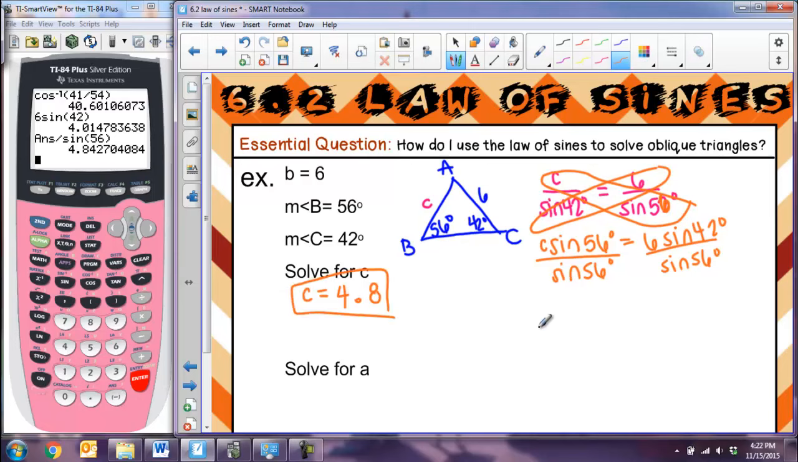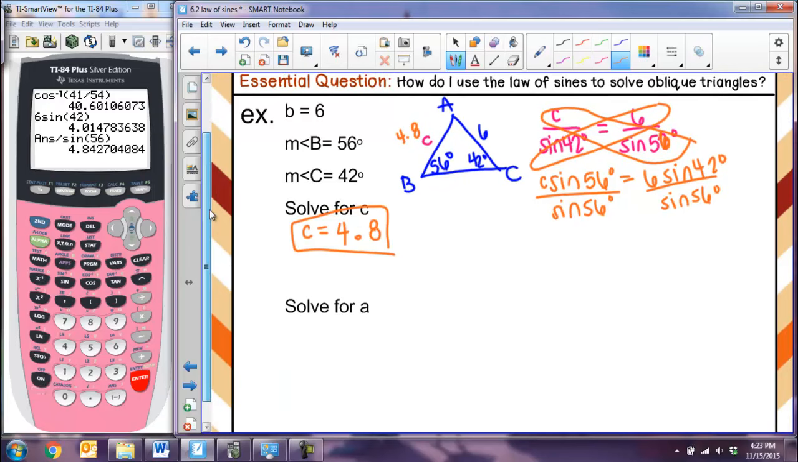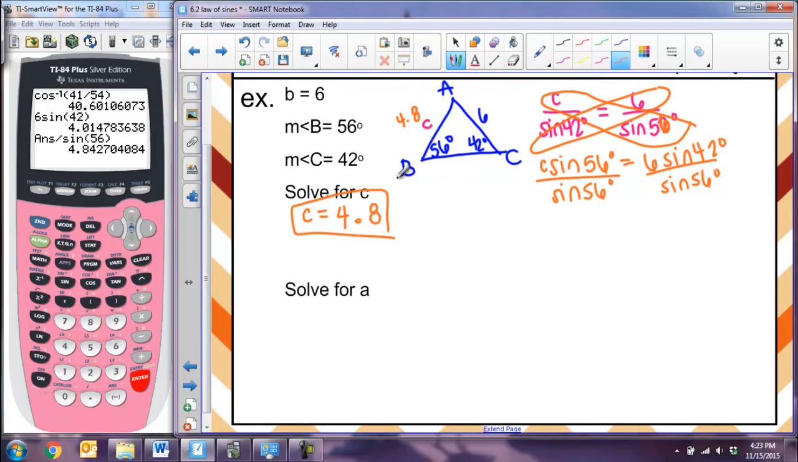Now we know one of those last sides. Please don't be tempted to use the Pythagorean theorem here, because we don't know that this is a right triangle. Now I want to take the same triangle, the same information, and find that last side. We have to do something a little different here, because if I don't know angle A, I can't use this proportion.